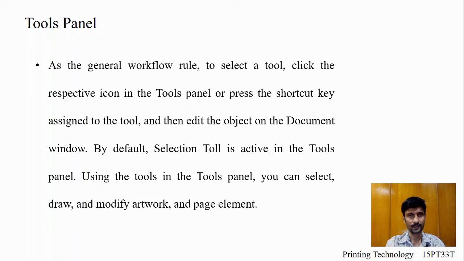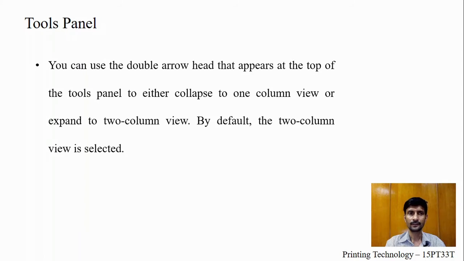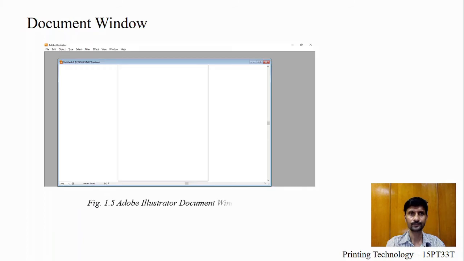Next, the selection tool is active in the tools panel by default. Using the tools in the tools panel, we can select, draw, and modify the artwork and page elements. We can use the double arrowhead that appears at the top of the tools panel to either collapse it into one column or view it in two columns. By default, the toolbar always comes in two columns.